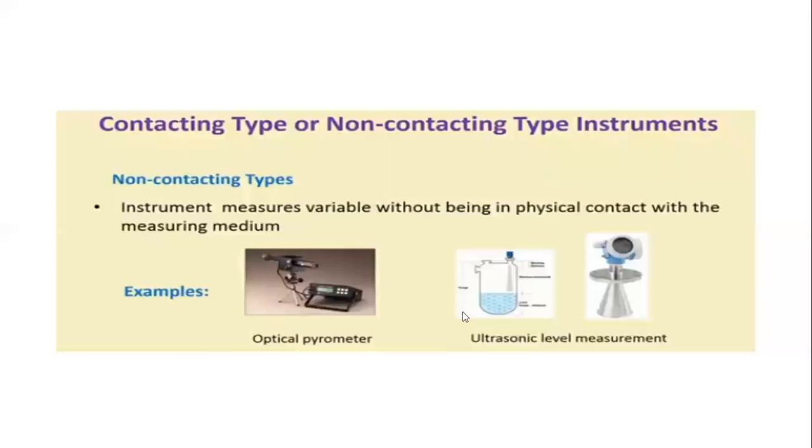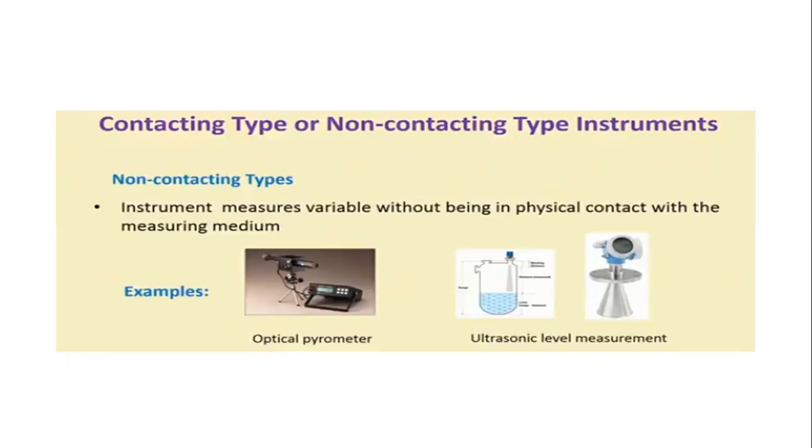Similarly, level measurement by using an ultrasonic instrument. In the ultrasonic instrument we send ultrasonic waves to the tank and measure the time taken to reflect back to the same ultrasonic device. So by measuring the time delay, we can measure the depth or level of the fluid in that tank. അങ്ങനെ മെഷർ ചെയ്യുന്നതിനെയാണ് ultrasonic level measurement or non-contacting type എന്ന് പറയുന്നത്. ഫോർ എക്സാമ്പിൾ ഒപ്റ്റിക്കൽ പൈറോമീറ്റർ ആൻഡ് അൾട്രാസോണിക് ലെവൽ മെഷർമെന്റ്. അതായത് നമ്മൾ മെഷർ ചെയ്യാനുള്ള ക്വാണ്ടിറ്റിയുമായിട്ട് ഡയറക്റ്റ് കോണ്ടാക്ട് ഇല്ലാതെ ഔട്ട്പുട്ട് കിട്ടുന്നതിനെയാണ് നോൺ കോണ്ടാക്ടിങ് ടൈപ്പ് എന്ന് പറയുന്നത്.